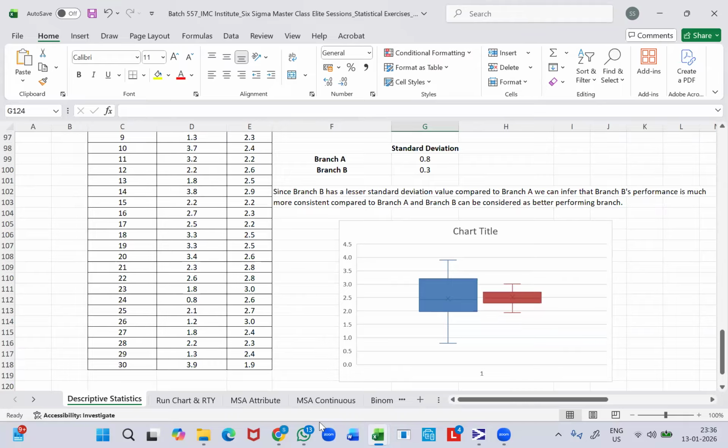And then we looked at a very, very important concept called measurement system analysis. In short, it is referred to as MSA.